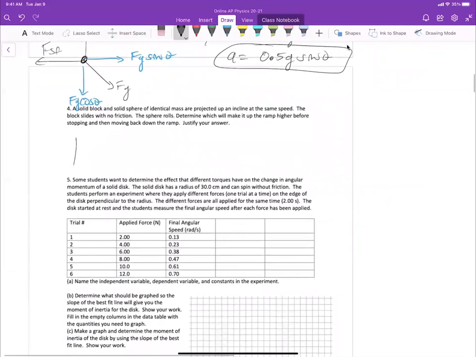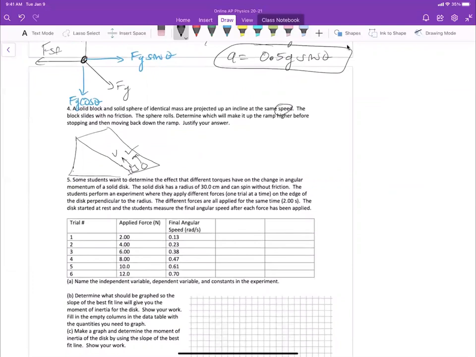Solid block and a sphere of identical mass are sent up a ramp at the same linear velocity, because they said speed. If it was angular, they would have told me angular speed. Which one goes to the highest?